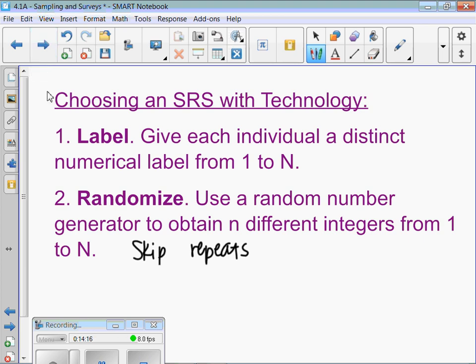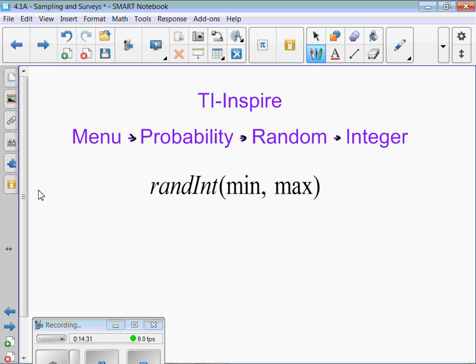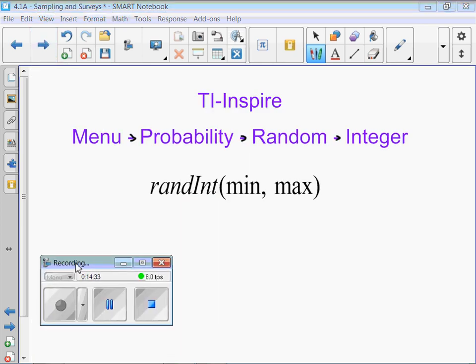If you're using table D, you also need to skip numbers outside of the range. If I only have 30 students and table D gives me the number 67, we would skip that number. Okay? Technology, though, you can set it from whatever you want to whatever you want.